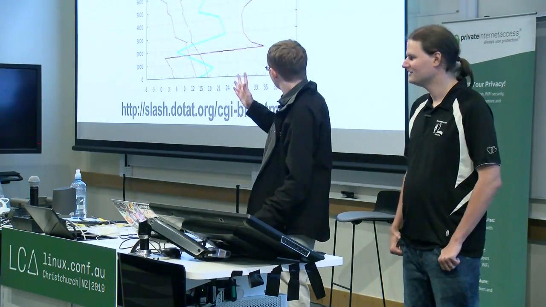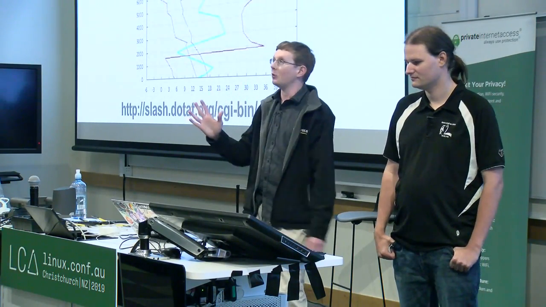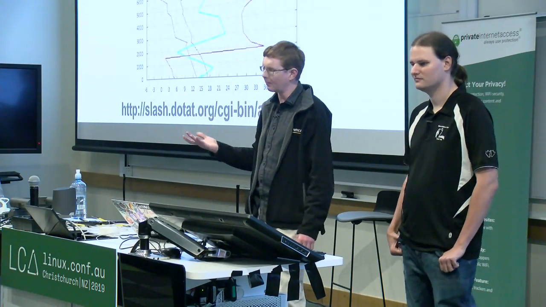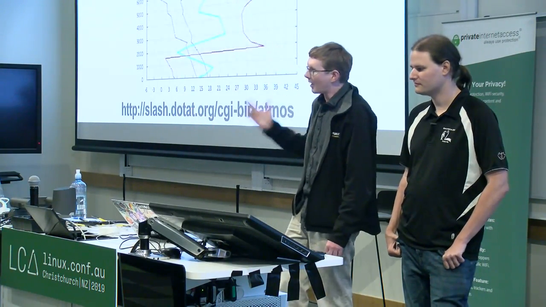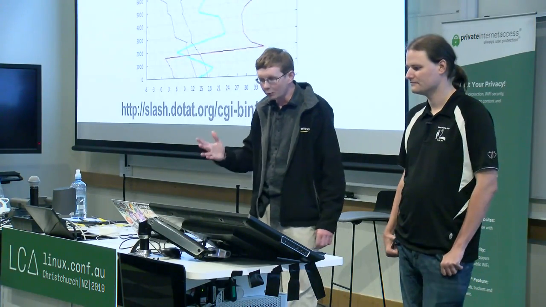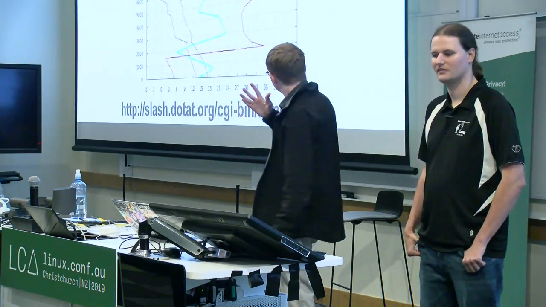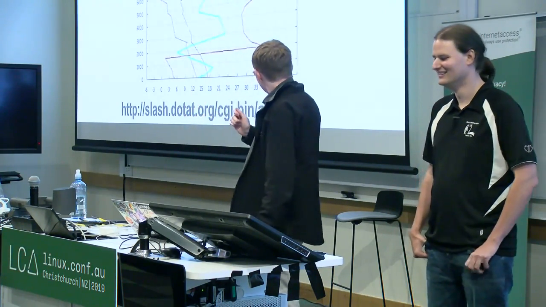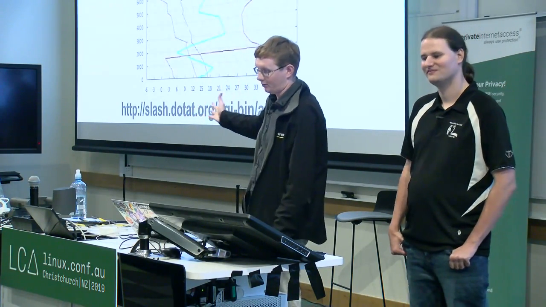You can get this data for free, not from the Bureau of Meteorology, those various organisations, because they don't seem to publish it easily. However, Mark Newton, who now works at Google, has an awesome website, slash.at.org, where you can get all this data for free for the Australia and New Zealand regions.